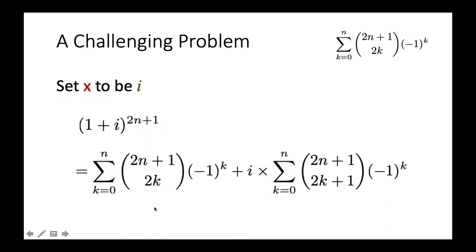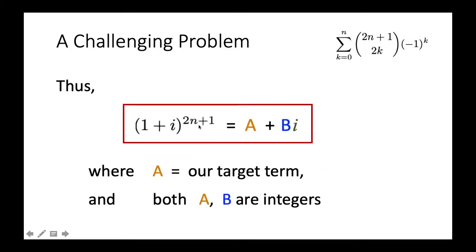Now notice that this is the term that we want to find in our problem, and we want to show that this is not divisible by 5. And this is the other term. For the other term, this part is an integer, right? Everything is an integer, integers multiplying together, integers summing up. So this is going to be an integer multiplied with i. So in summary, (1+i)^(2n+1) we can write as some integer a plus some integer b multiplied with i. And a here is our target term, and both a and b are integers.